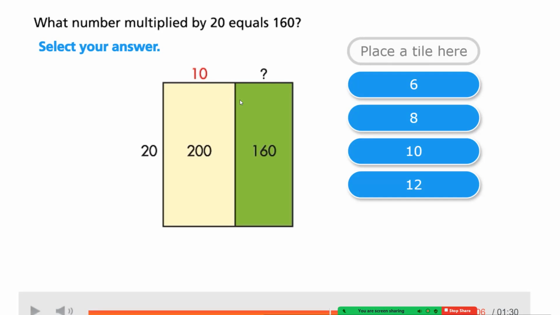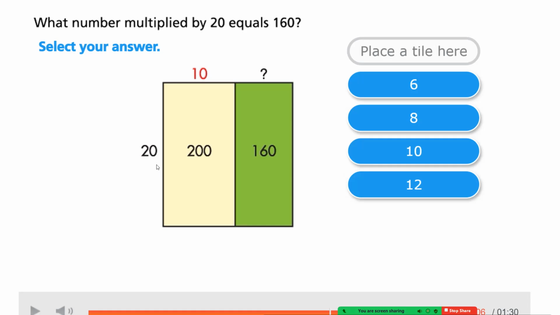So now if you're not sure, you can go through each one of these options to figure it out. So 20 times 6. So think, what's 2 times 6? 2 times 6 is 12. So 20 times 6 would be 120. That's less than our number here. 20 times 10 would be 200. That's greater than our number here. So we know it's going to be more than 6 and less than 10.